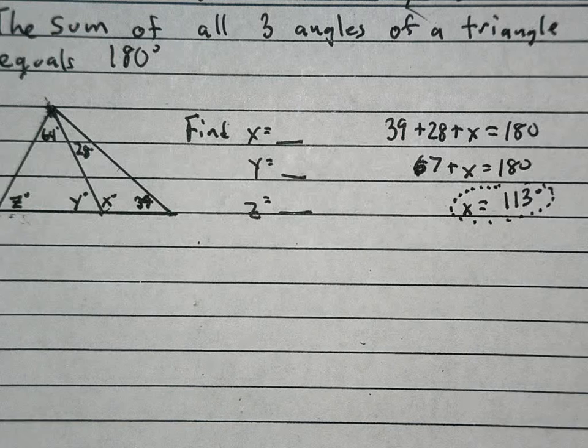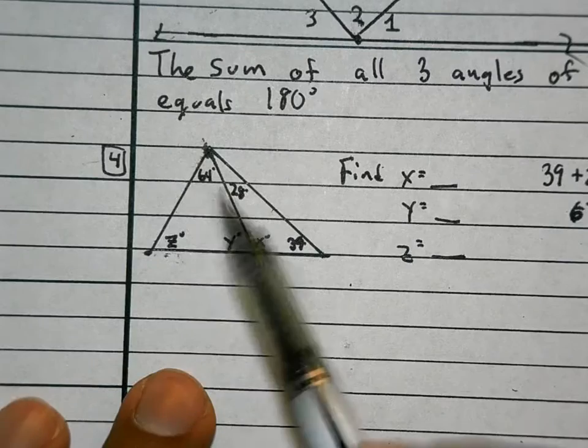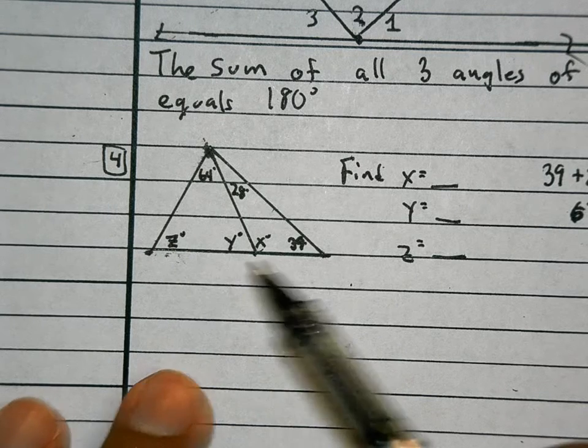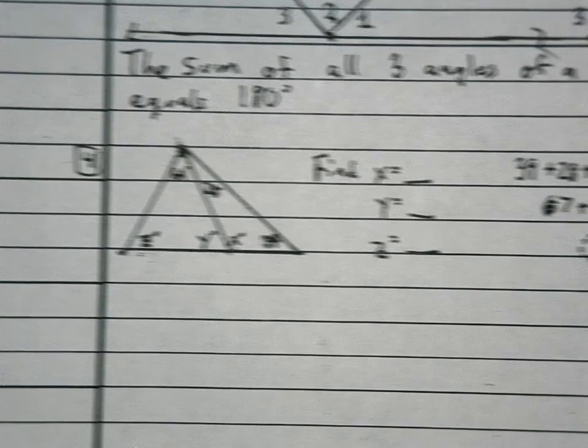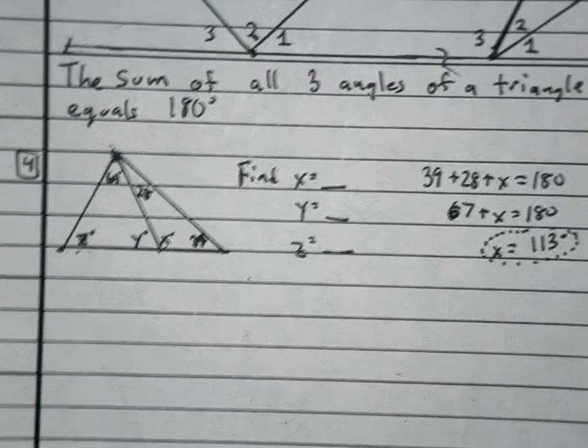So now that I know this angle, and earlier I told you you can't figure out this other one because you have two unknowns. So what we have to do is use something that we just found to help us find something else. Zoom out just a little bit.